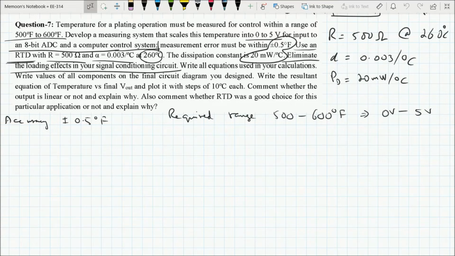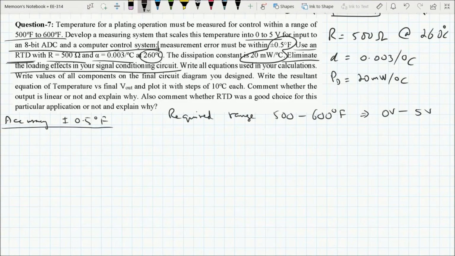And to detect very small changes in resistance, which is the best option to convert the change in resistance to change in voltage with much higher accuracy and sensitivity? Voltage divider or bridge circuit? We discussed that and we proved that a bridge is much better at detecting very small changes in resistance as compared to a voltage divider. So we are going to use a bridge circuit for this application because the change in resistance is very small.